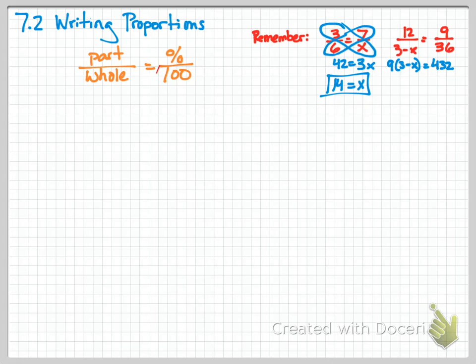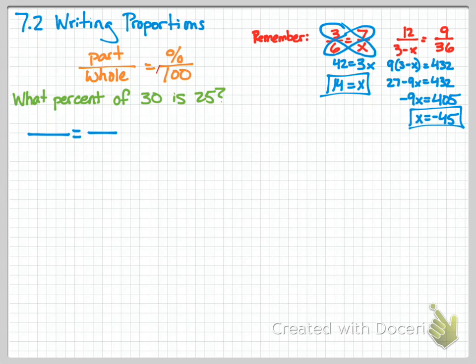You're going to have to use the distributive property to solve the equation. So you solve the equation. First you distribute the 9 times 3 and 9 times negative x equals 432. Subtract 27 from both sides, divide both sides by negative 9, you get negative 45. So remember those 2 pieces, because those you'll see on tomorrow's test as well.